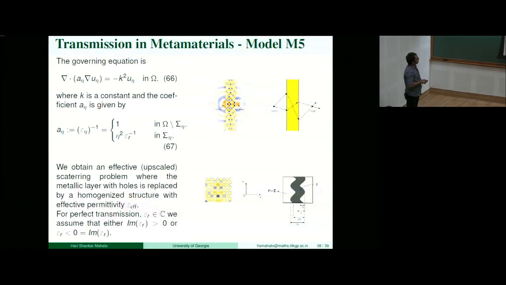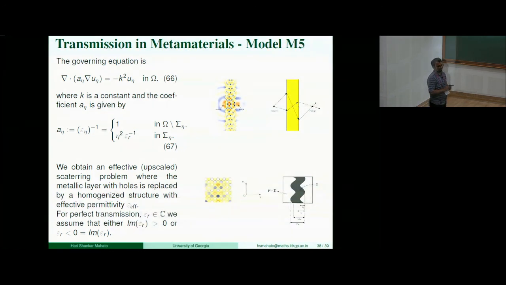So the permittivity epsilon eta is given as eta, the scaling parameter, times epsilon r, and if you impose that this epsilon r is less than 0, then you'll have a perfect transmission. That means your ray of light can transfer very perfectly to the other side of this metamaterial. So A eta can be negative. Yes, exactly.